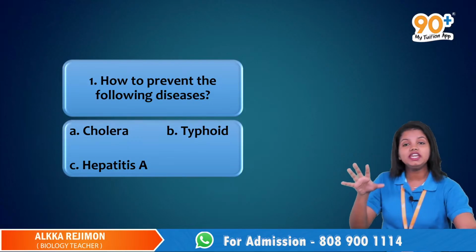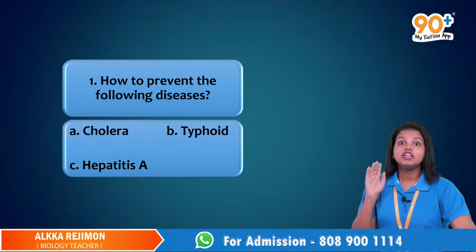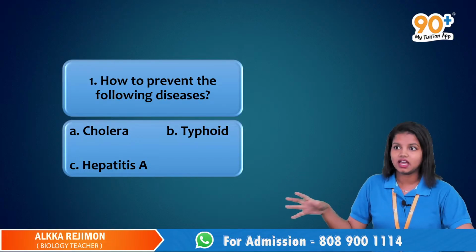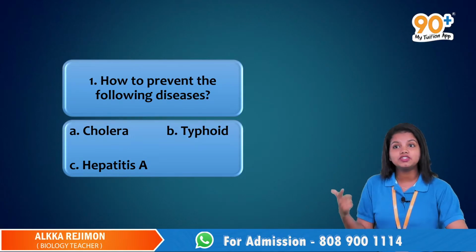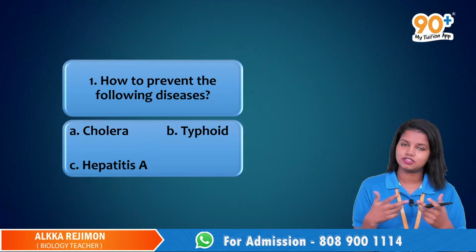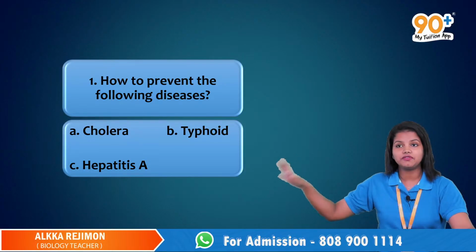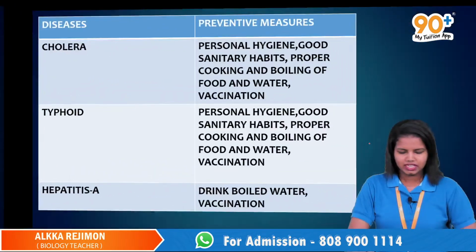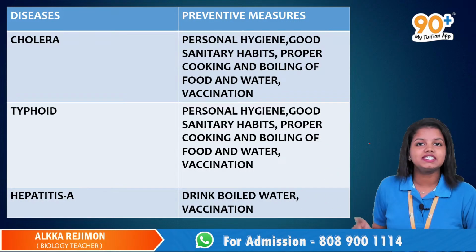So if you need to answer this specific question, you need to know what the diseases in humans are which are caused by microorganisms, and you will need to know the preventive measures too. So you need to know about cholera, typhoid and hepatitis A. I know it's pretty much clear to you. Yes, so this is the answer. Okay, so the first disease, cholera.